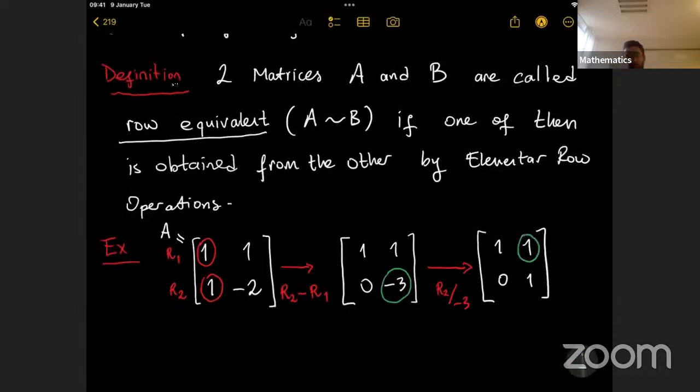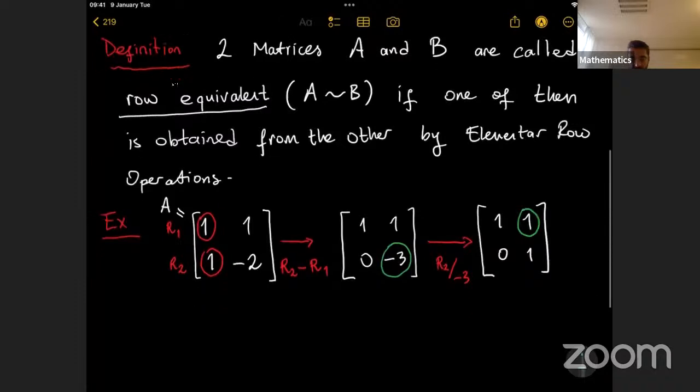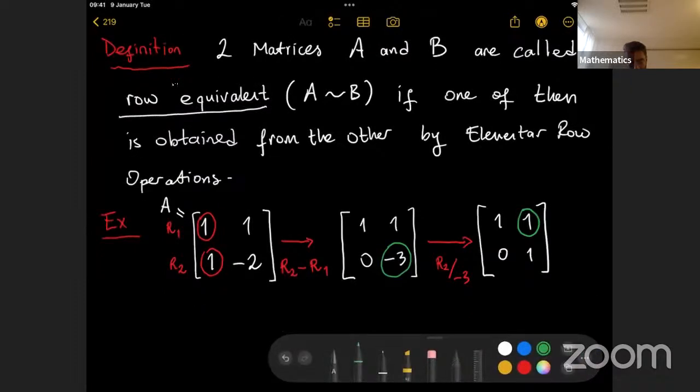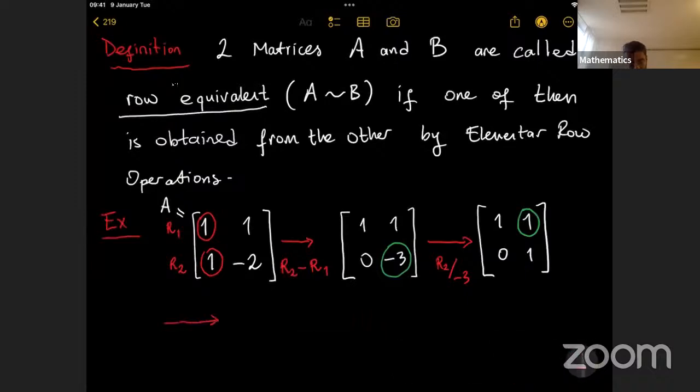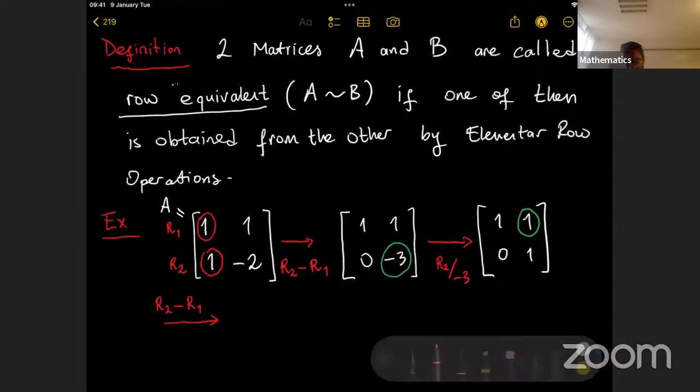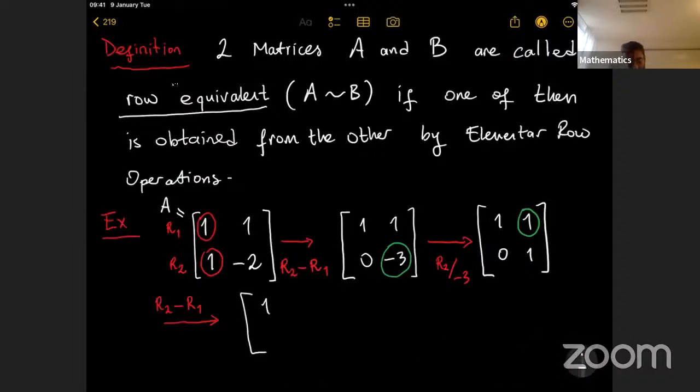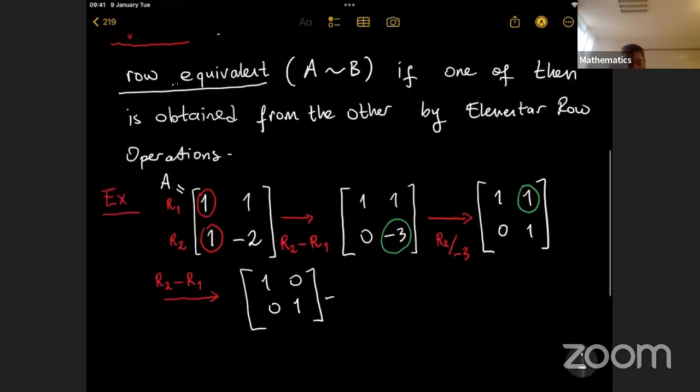You can even make it simpler. You can make this term zero by subtracting the second row from the first one. So let's now say R2 - R1 and write it in R1. So it becomes the following. 1, 0, 0, 1. And you get this matrix. Now let's call it B. Here we obtain B from A by using some row operations, right? And B is equivalent to A here.